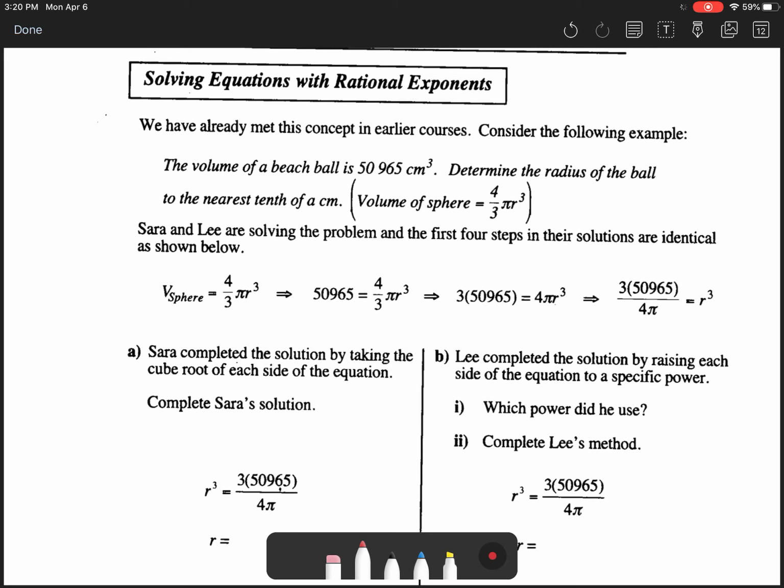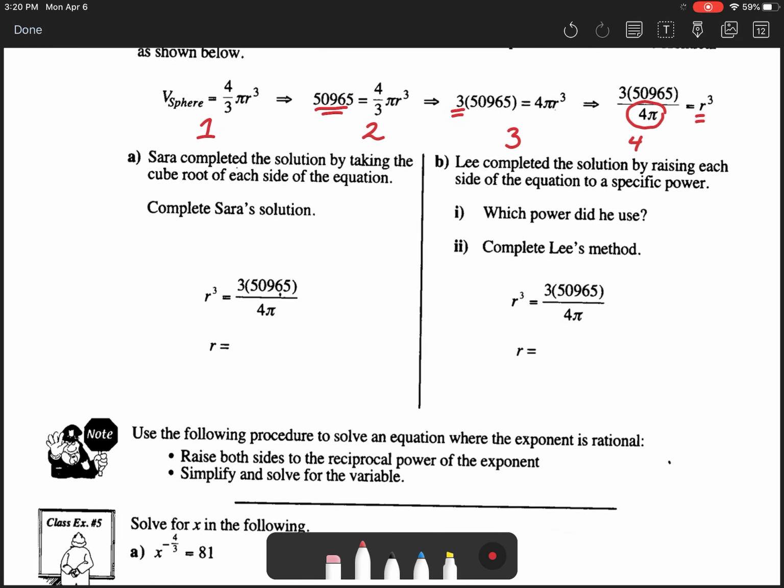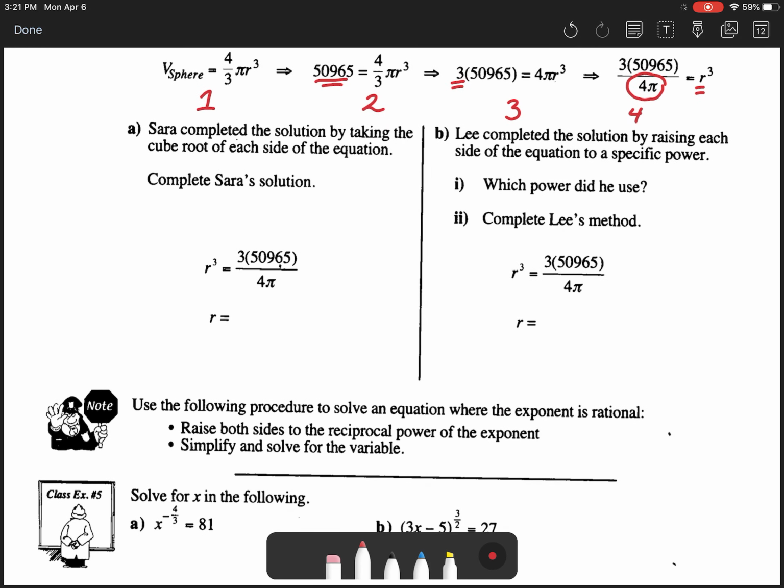So what you can see happens, it says Sarah and Lee are solving the problem. In the first 4 steps, their solutions are identical. So what they both do is the following. Step 1, write out the formula. Step 2, substitute the volume in for V in the equation. Step 3, they multiplied both sides of the equation by 3, and then step 4, divide both sides of the equation by 4 pi, so that r is isolated. Now the issue is that r is isolated, this is true, but it's r cubed. We don't want r cubed, we want r.